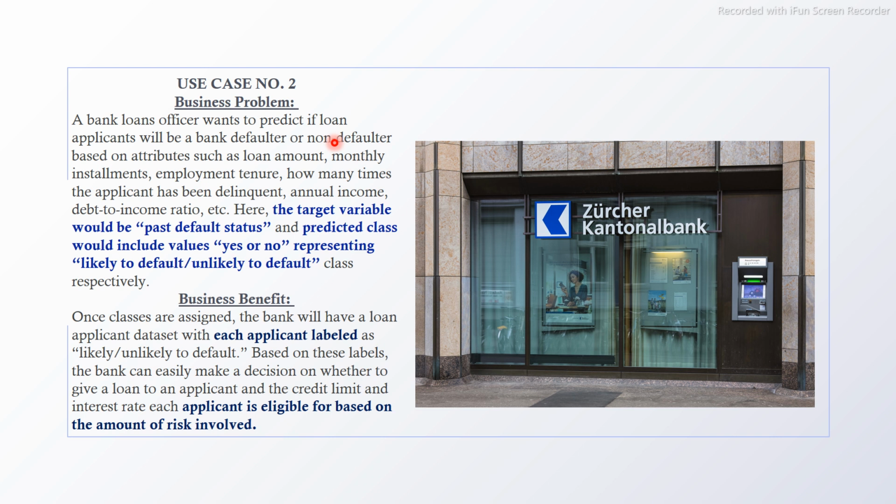And whether a loan applicant will be a bank defaulter or not is based on attributes such as, obviously you will have certain attributes: loan amount, monthly installment, what they are paying, their tenure, how many times the applicant has been delinquent, their income, debt to income ratio, etc. A typical bank has, let's say, 10 to 15 features, and based on that they decide whether the customer is going to default or not. They do have historical data, but if a new customer comes in, whether they're going to default or not, that will be predictive analytics.